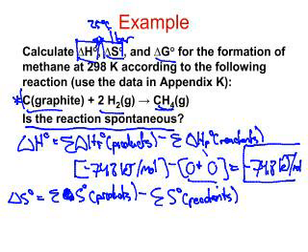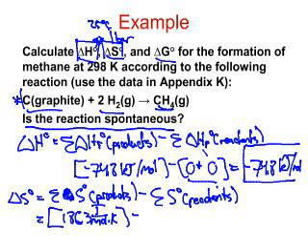Okay, if we go through and calculate that, if we look in Appendix K, we can see that the standard molar entropy of methane is 186.3 joules per mole Kelvin. And we're going to subtract the sum of the standard molar entropy of the reactants.